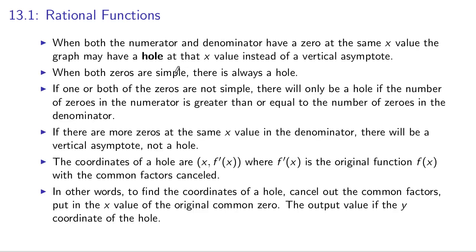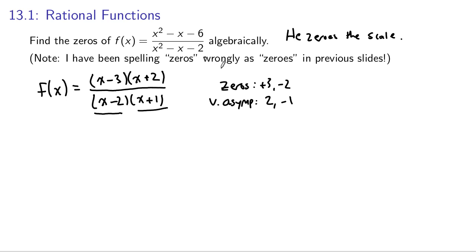So, holes. When both the numerator and denominator have a 0 at the same x value, the graph may have a hole at that x value instead of a vertical asymptote. So going back here, suppose we actually had x plus 1 up here instead of x plus 2. If that's what we had, then we would have a hole when x is -1 instead of an asymptote, because essentially these two factors will cancel. It gets rid of a value of our domain. You're not allowed to put in a -1. But otherwise it doesn't change the shape of the graph of x minus 3 over x minus 2.